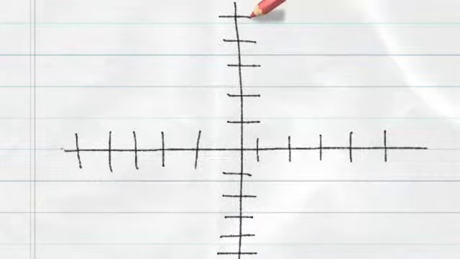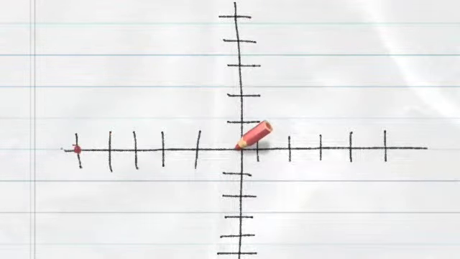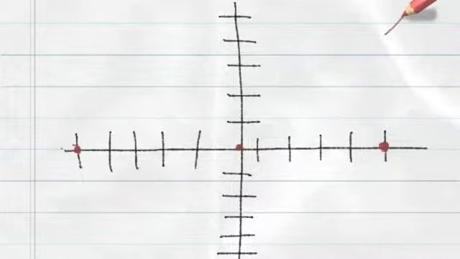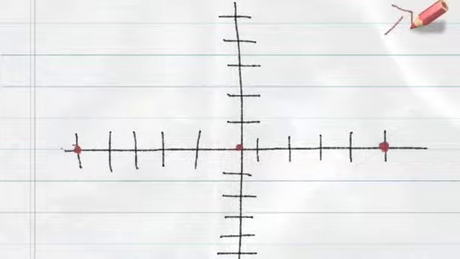To graph, you have to mark the x-intercept and the y-intercept. In this case, our zeros are -5, 0 and 5, and we do not have a y-intercept. The right side is going to increase because our leading coefficient is positive, and the left side is going to decrease because our degree is odd.